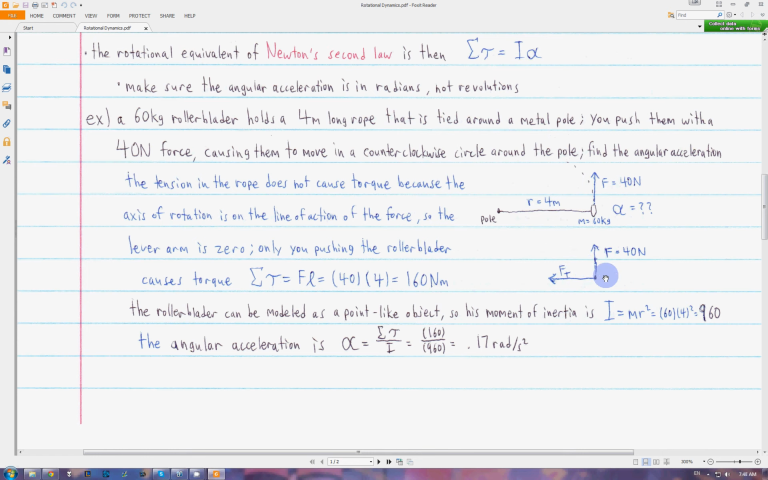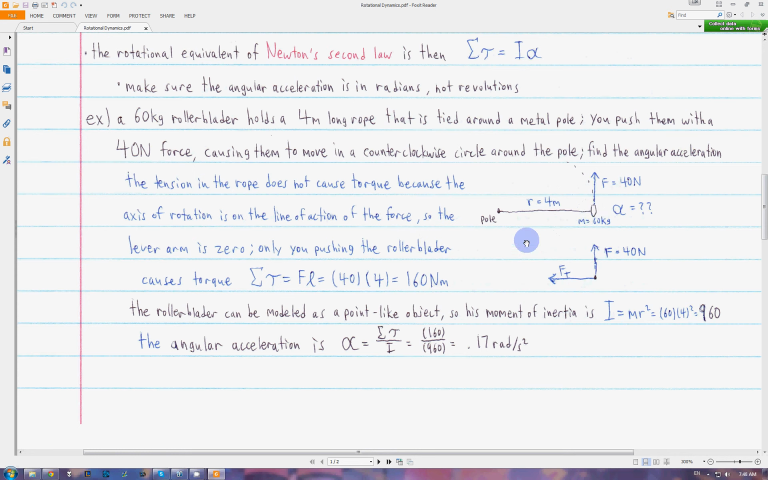Here you can see a force diagram for the rollerblader. We have the force of you pushing him, and then the tension force provided by the rope. Notice how the tension in the rope does not actually cause any torque, because the line of action of this tension force passes through the axis of rotation. So the lever arm, the distance between the axis of rotation and the line of action, is 0. So the only thing that causes torque on this rollerblader is the force of you pushing him.